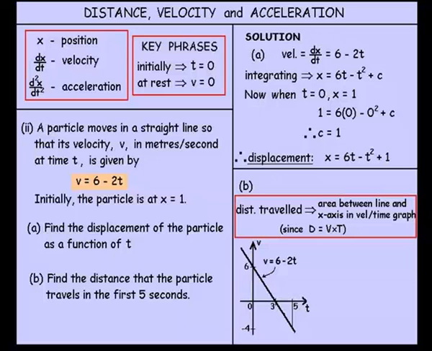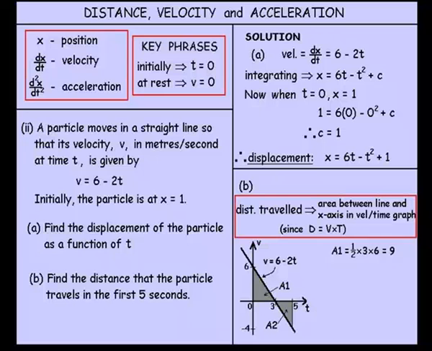Notice the axes v and t. T is always the horizontal axis, time. So there's our line graph. v equals 6 minus 2t. We chose 0 and 5 because it's in the first 5 seconds, and we need to find that area. So that area will actually give us the distance travelled in the first 5 seconds. So we'll call that area 1, and we'll call that area 2.